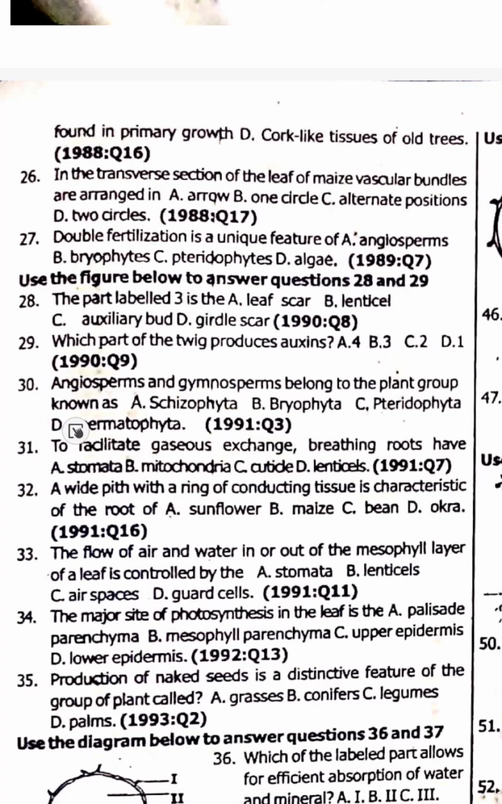This figure, they no show us. 30. Angiosperm and gymnosperm belong to the plant group named Spermatophyta. Option D. Spermatophyta.